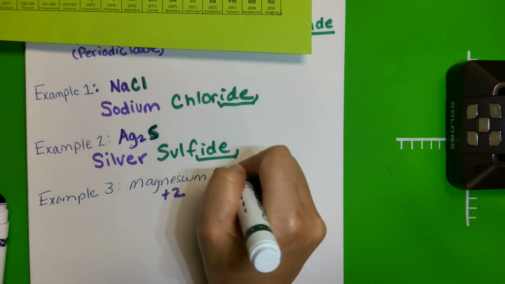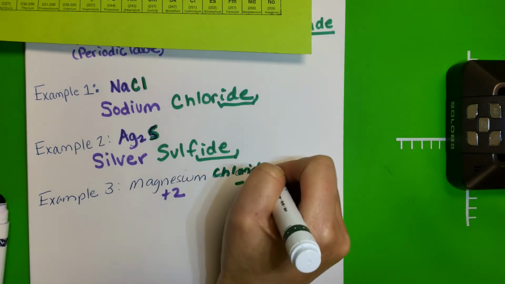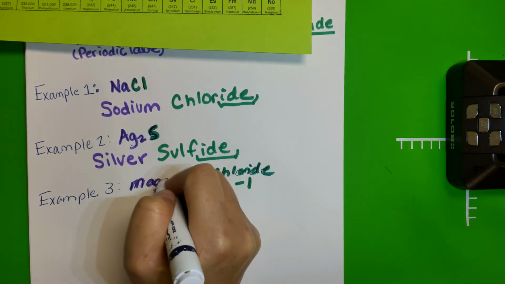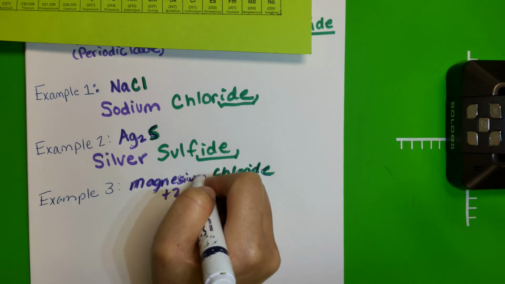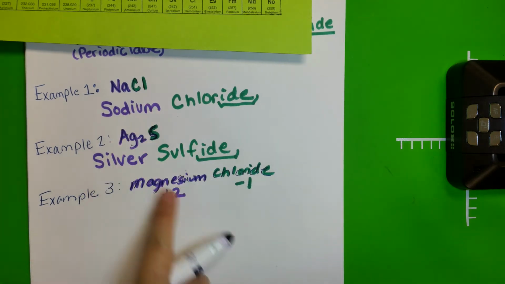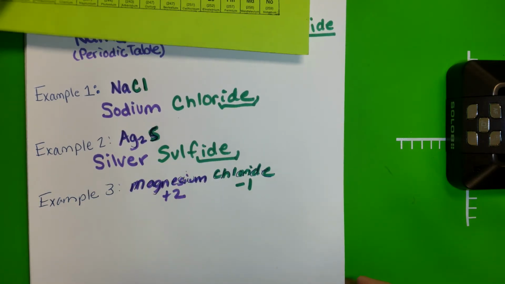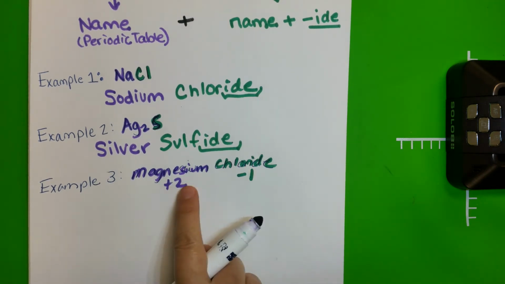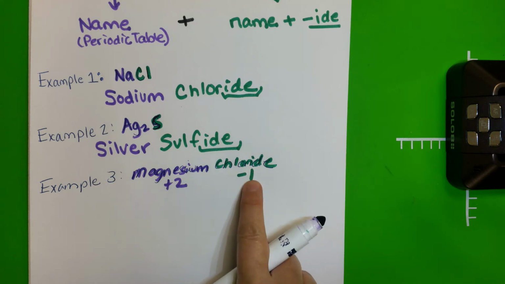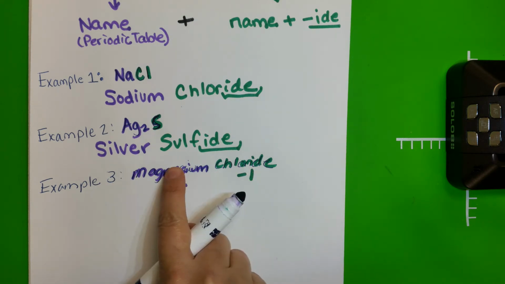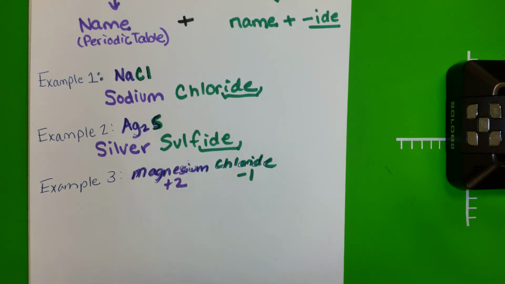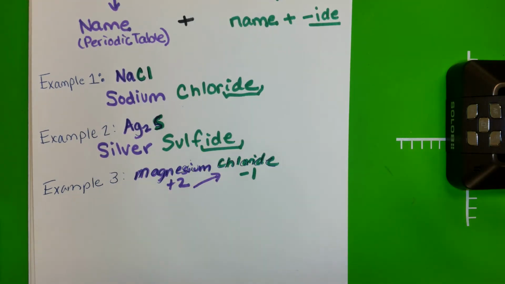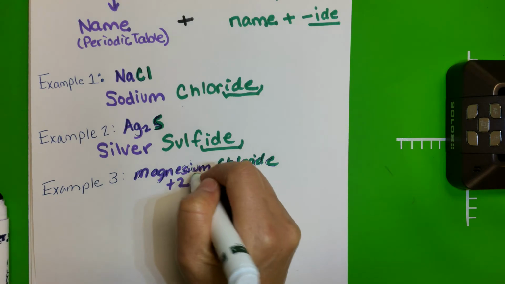Chloride is your non-metal, and magnesium is your metal. You always write your metals first. Now, what do you do with these charges? You swap them. That 2 will belong to chloride, and that 1 will belong to magnesium. Why? Because they cancel each other out like that. So basically, all you do is swap them.